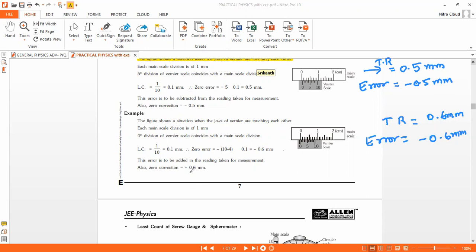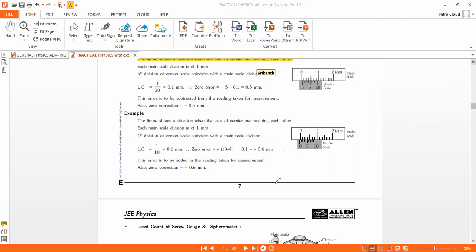See, this zero correction. That is what on this Vernier calipers.